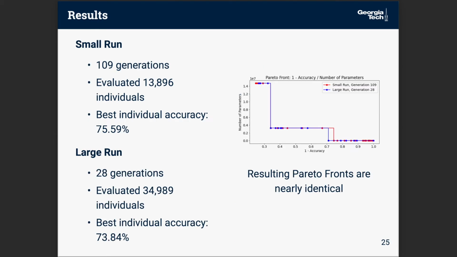As you can see, the small run performed 109 generations, whereas the large run only performed 28 generations. The large run evaluated many more individuals, however, with 34,989 individuals as compared to 13,896 individuals on the small run. The best individual accuracy was roughly the same for both, however, and as you can see, the resulting Pareto fronts are also nearly identical.